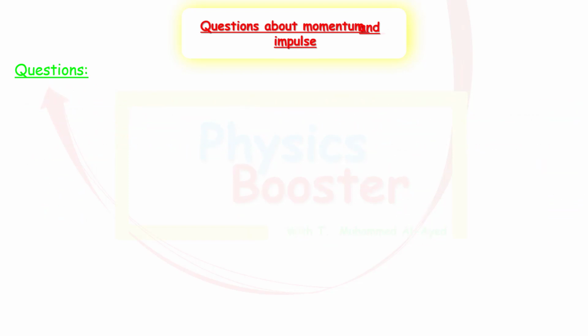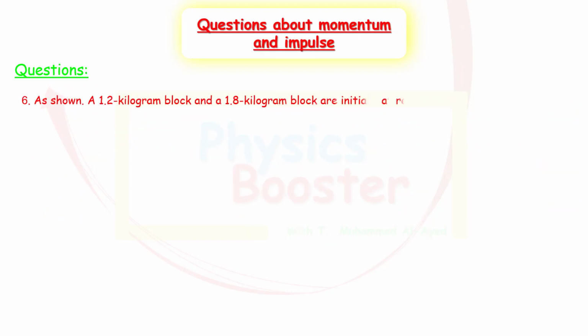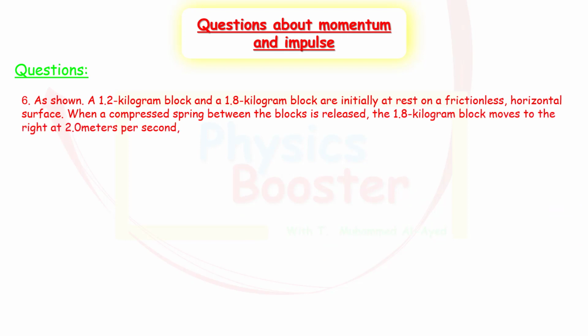Next question. It says here that a 1.2 kilogram block and a 1.8 kilogram block are initially at rest. Okay, so the word at rest here is the key to this answer. On a frictionless horizontal surface. Now they're going to mention the word frictionless a lot because they want to indicate that there are no energy losses due to friction. Now, when a compressed spring between the blocks is released.